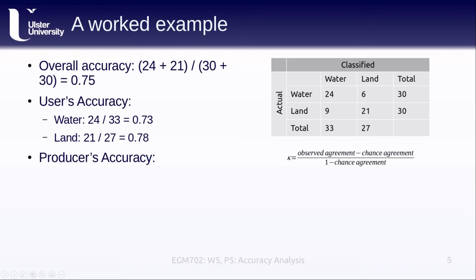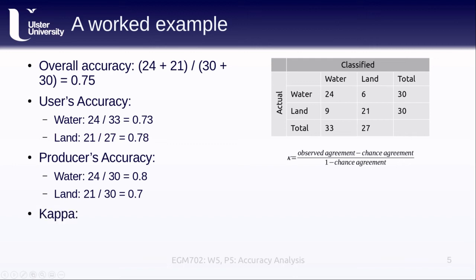To calculate the producer's accuracy for water, we divide the number of correctly classified pixels, 24, by the number of sample pixels, 30, to get 0.8. For land, we have 21 divided by 30, which is 0.7. So this means we're doing a better job classifying water pixels than we are classifying land pixels, but with the user's accuracy, we also have a higher rate of false positives for water.